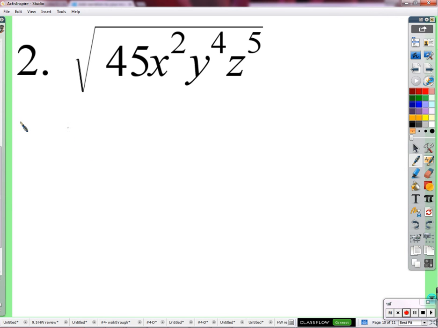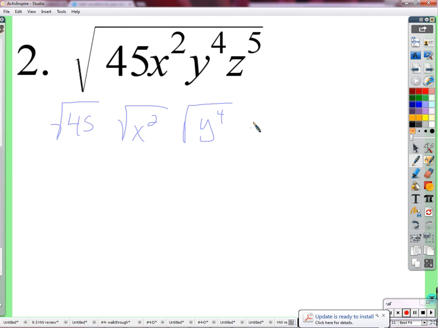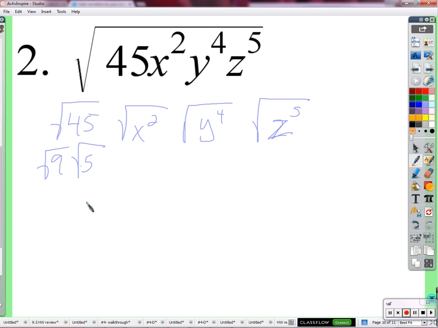See, we just break it apart into 4 square roots. The square root of 45, we'll address that one by itself. Square root of x squared, we'll address that one. Square root of y to the fourth, we'll do that one. The square root of z to the fifth. And let's look at the square root of 45. The square root of something times the square root of something else. 9 and 5. So it becomes 3 root 5. Okay, so we dealt with the 45 so far.